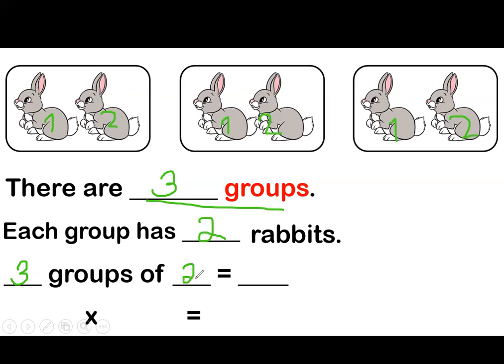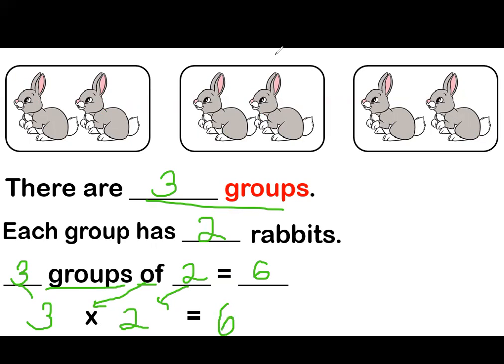3 groups of 2. 3 groups of 2 is how many altogether? 6. So let's write: 3 groups of 2 is 6. Very good. Next.